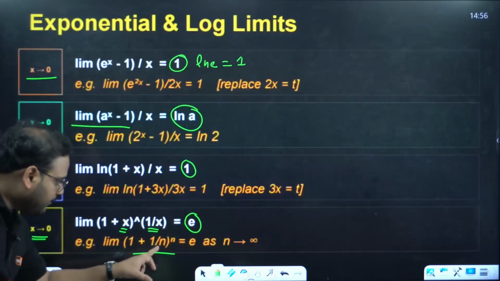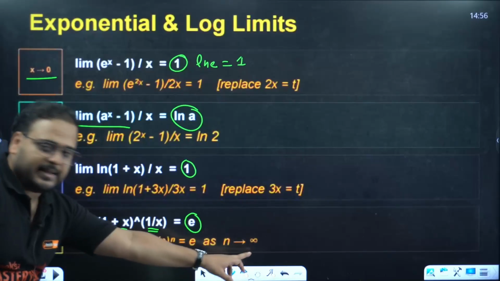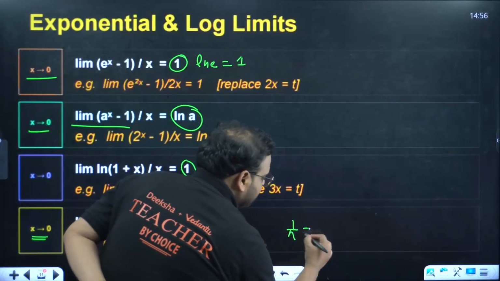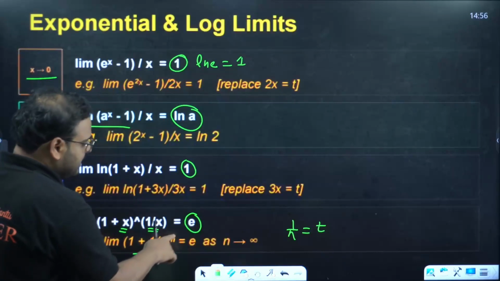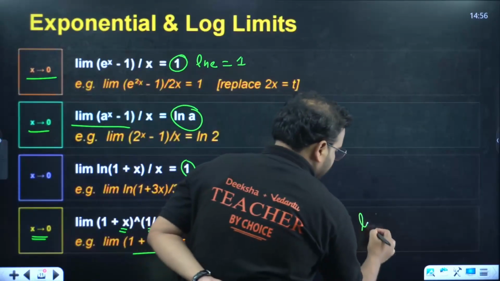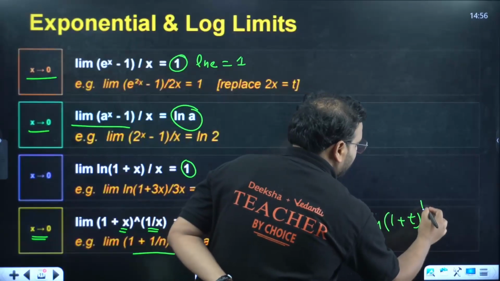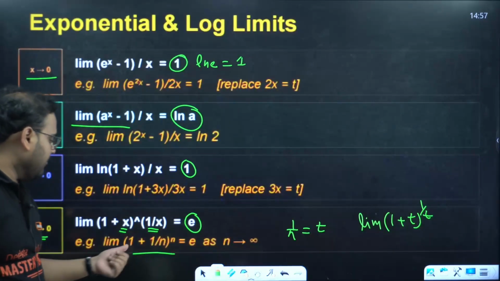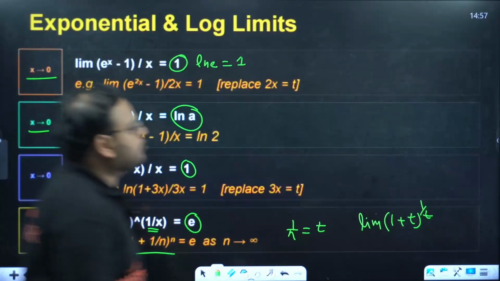But here you have the 1 by n form, that is the reciprocal form over here. That's why n goes to infinity. If you want to substitute, let's say you take 1 by n equal to t, this will become limit 1 plus t power 1 by t. Correct or not? If you take 1 by n as t, it will become 1 plus t power n, which will be 1 by t, and this will be equal to what?